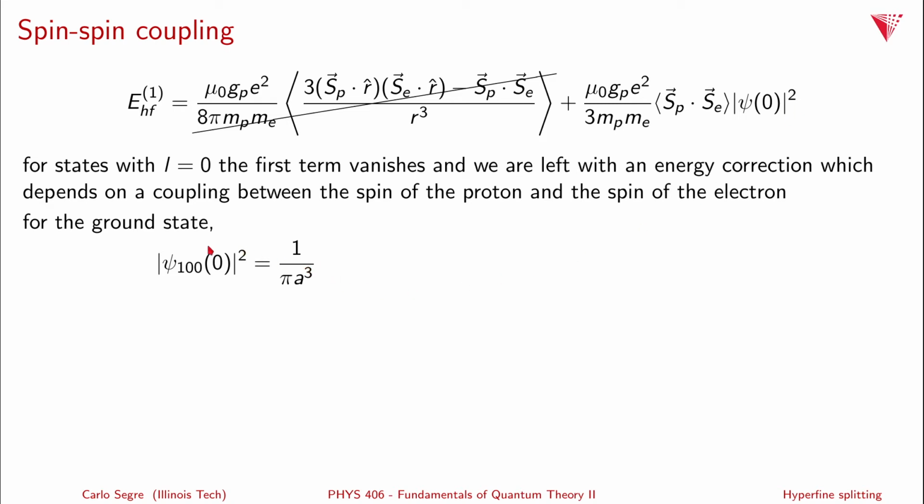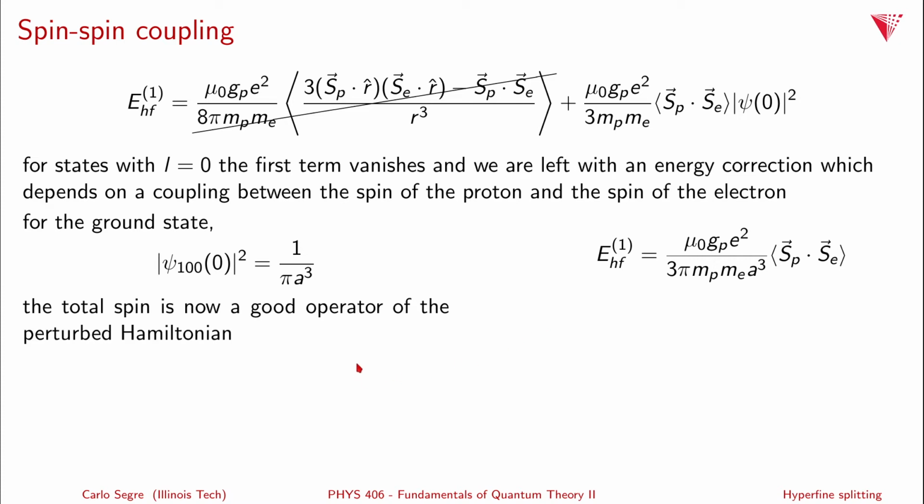At the origin, psi 100, which is the ground state, is 1 over pi a cubed. The hyperfine interaction correction there then becomes mu sub 0 g sub p e squared over 3 pi m sub p m sub e a cubed, where a is the Bohr radius, times the expectation value of the spin-spin coupling Hamiltonian, which is S sub p dotted into S sub e.